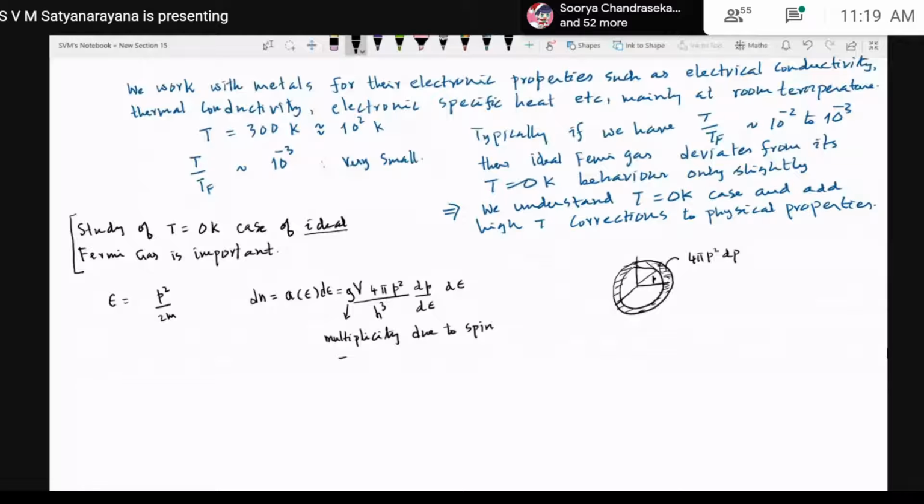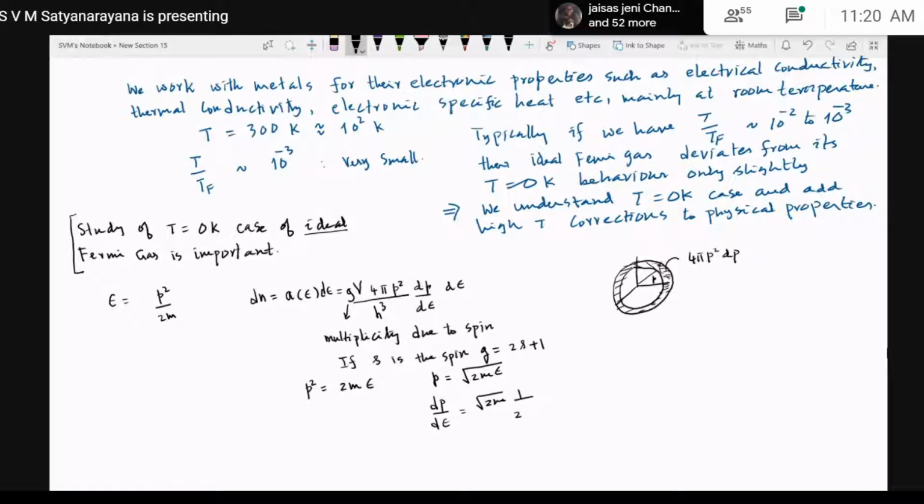Okay, so if S is the spin, it can be spin half or spin 3 by 2, etc. If S is the spin, then your degeneracy is going to be 2 times S plus 1. So if it is S equal to half, then you have 2 here. So this tells you that you have an expression for your A of epsilon. So you know that this p square can be written as twice m into E, and p is equal to square root of twice mE. So dp over d epsilon is square root of twice m into 1 by 2 root E.